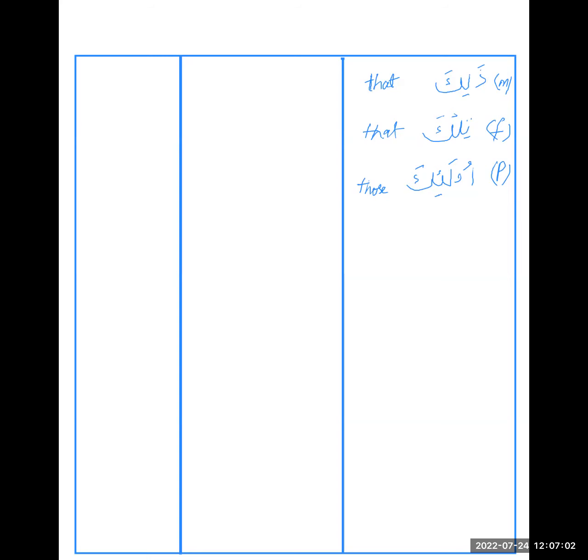All right, good. So if this was ba'id, like it's far distance, things at a distance, and isme ishara qareeb, for near, the things which are near, what we would say is haza. And that's masculine again, and feminine would be hazihi. And the plural of that would be haulai. Haulai means these, the plural. Okay, got it?